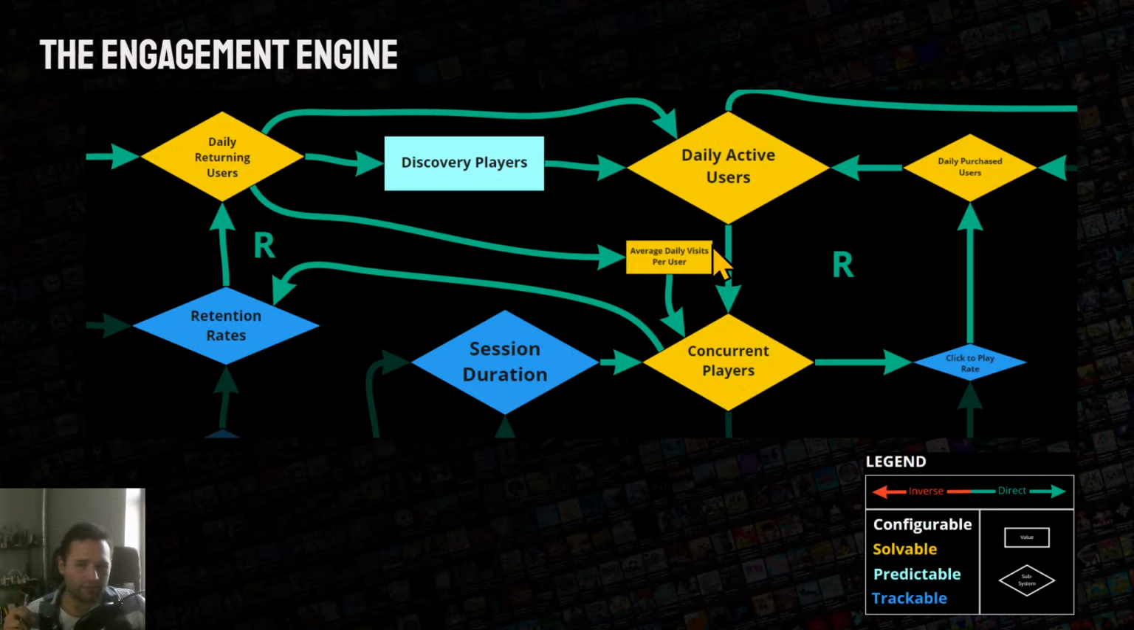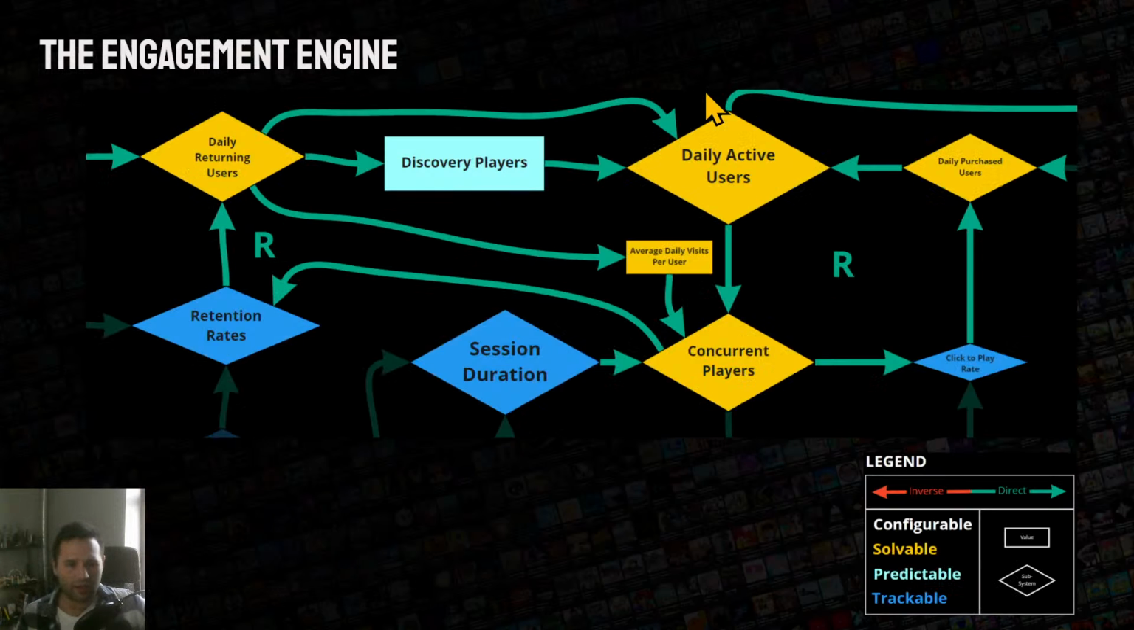And all of it is solvable in one way or another. You can measure the blue stuff. You can predict the toothpaste color stuff. I need to think of a better word for that color. Is it cyan? I don't know. No, that's kind of the other blue. Anyway, daily returning users. And then, of course, you can solve literally for the yellow ones.